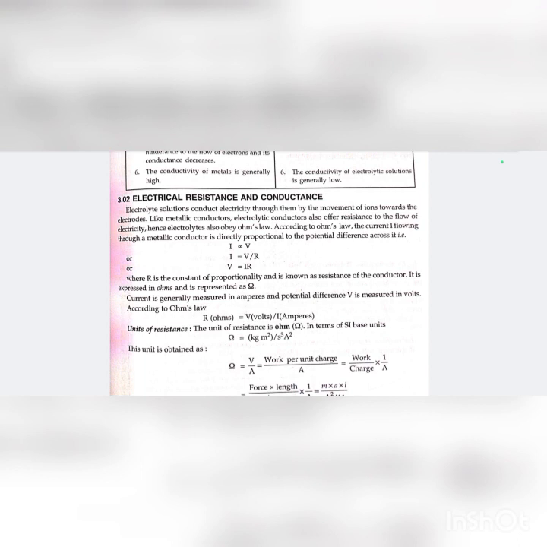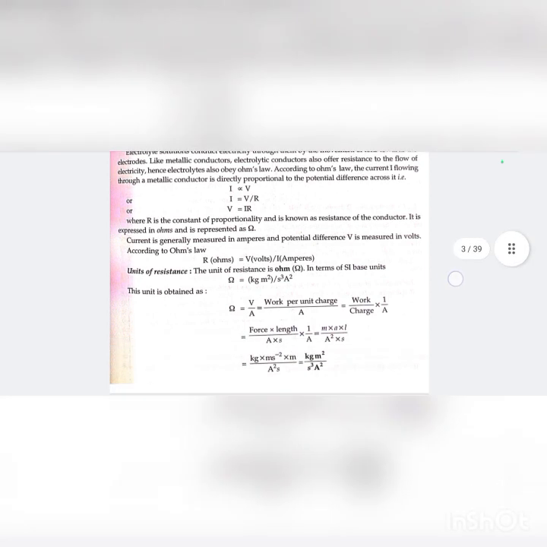Now V is equal to IR, where R is the constant of proportionality and it is known as the resistance of the conductor. It is expressed in ohms and represented by the symbol omega. Current is generally measured in amperes and potential difference V is measured in volts. According to Ohm's law, the unit of resistance is ohm. In terms of SI base units, ohm is equal to kilogram meter square per second cubed per ampere square. The unit is obtained as per the formula given.